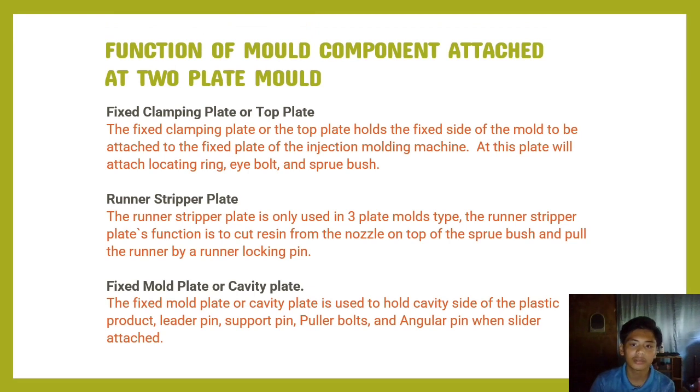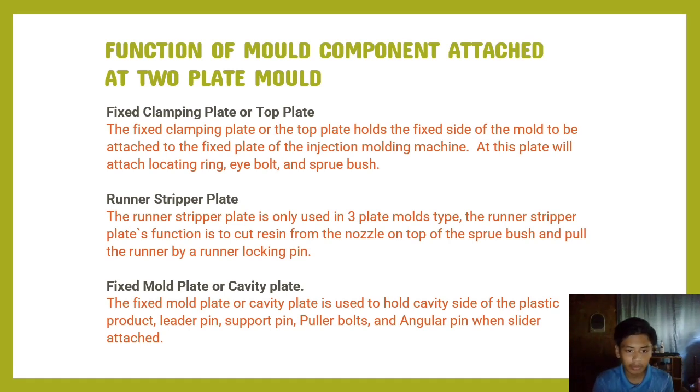Function of mold components attached at two-plate mold. Fixed clamping plate or top plate. The fixed clamping plate, or the top plate, holds the fixed side of the mold to be attached to the fixed platen of the injection molding machine. At this plate will be attached the locating ring, eyebolt, and sprue bush. Runner stripper plate. The runner stripper plate is only used in three-plate mold types. The runner stripper plate's function is to cut resin from the nozzle on top of the sprue bush and pull the runner by a runner locking pin.